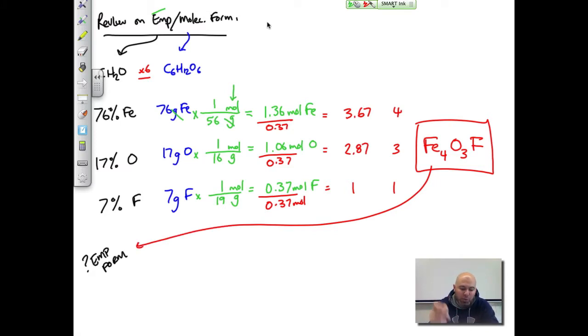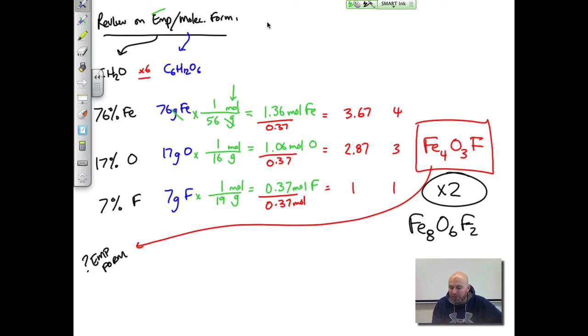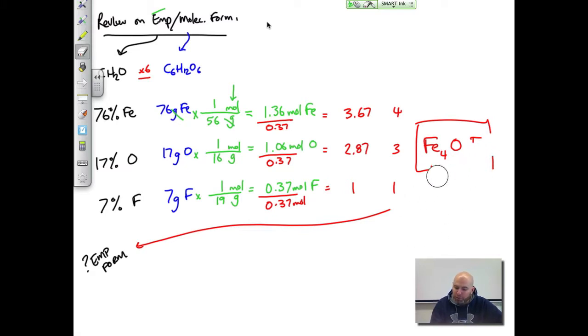If I wanted the molecular formula, which I didn't ask for, all I'd need is a factor, let's say 2, and I could get Fe8O6F2. But I didn't do this, and to determine it you need the molecular mass, which I didn't give. But let's go ahead and solve for one of those.